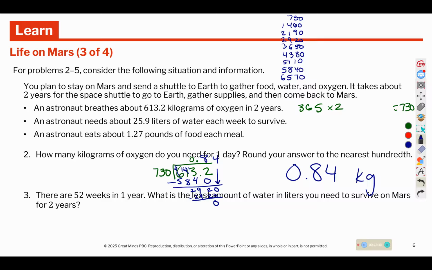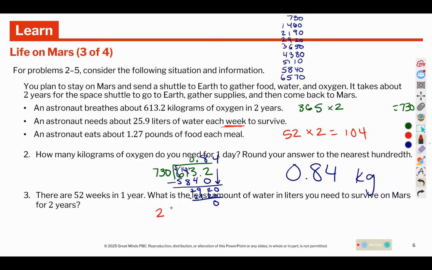Number 3, there are 52 weeks in 1 year. What is the least amount of water in liters you need to survive on Mars for 2 years? Well, this is a week. There are 52 weeks in 1 year. So we need 52 times 2 because there's 2 years. 2 50s is 100. 2 2s is 4. So that's going to be 104 weeks.